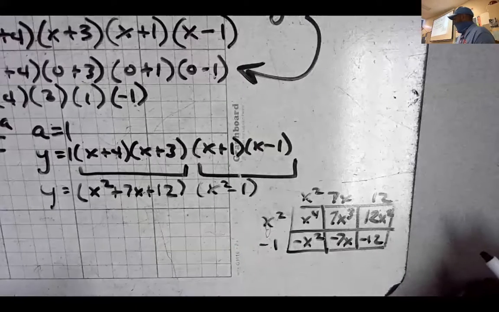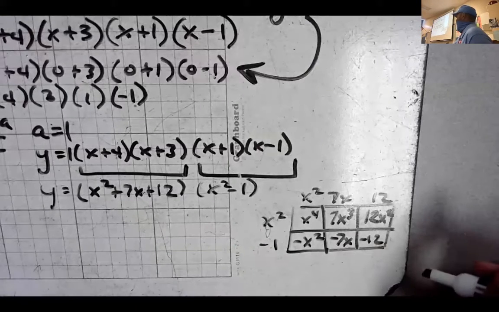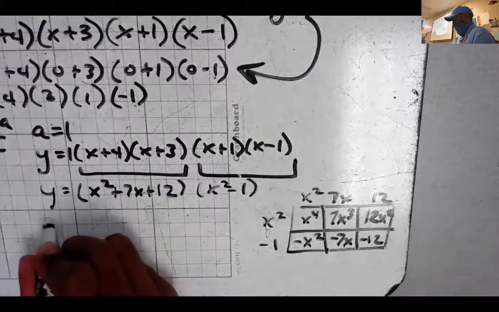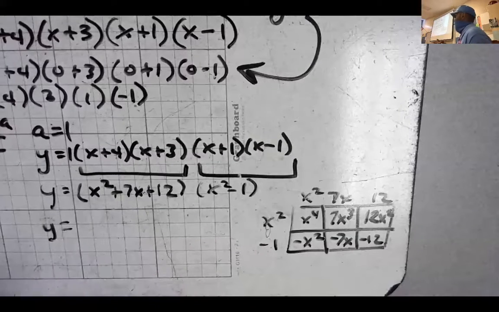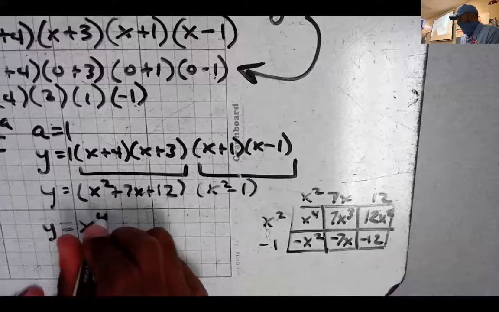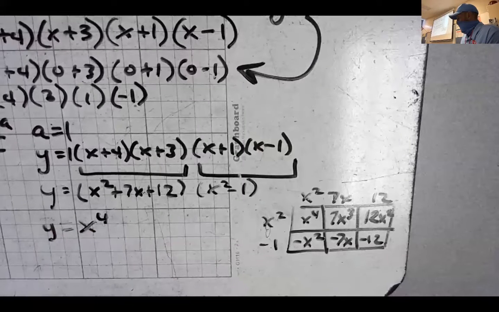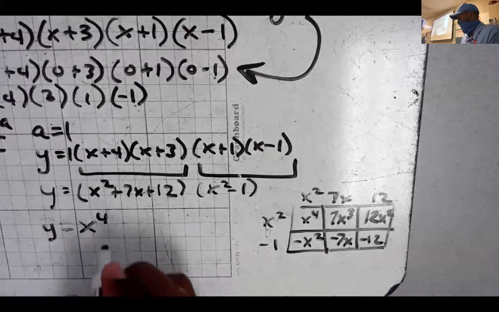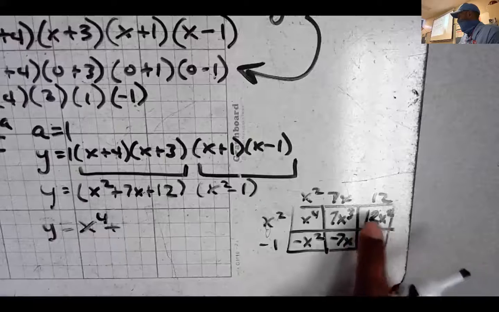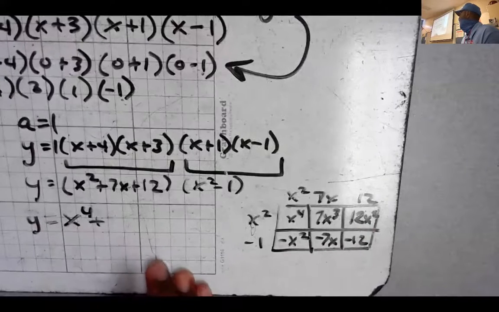Now here's the thing. You've got to only add up the like terms. Only add up the like terms. So let's start with the biggest one first. What would I write here first? x to the 4th. So what's next? x cubed. Is there another x cubed anywhere? No, it's the only one.